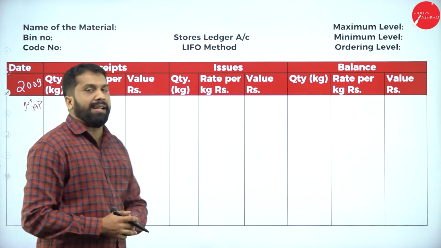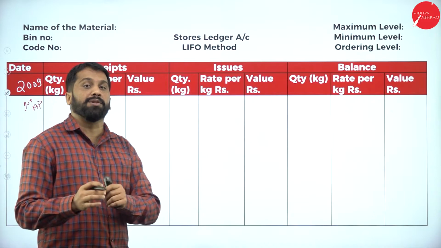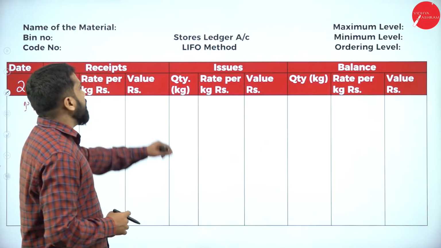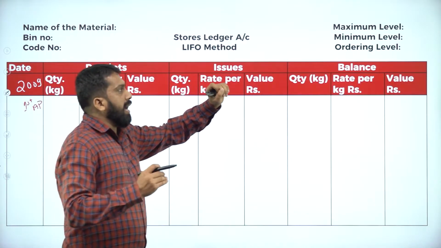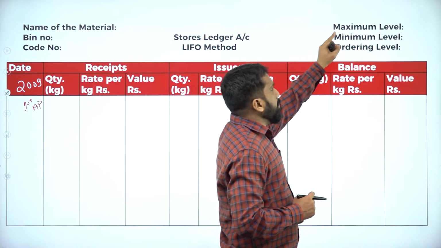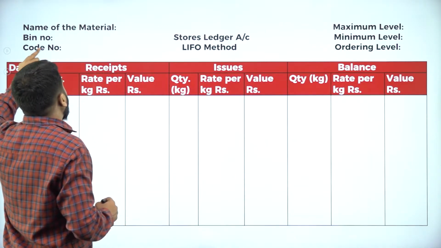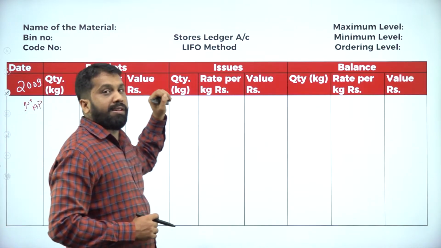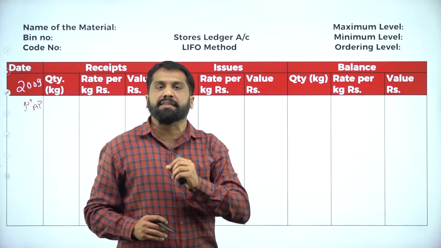So, should the opening balance be written in the receipt or issue? Yes, it will go to the balance column. Not even receipt, not even issue. See, you have mentioned LIFO method under store ledger. Along with that, you have mentioned maximum, minimum and ordering level as well as name of the material, bin number as well as code number. Even though it is always blank, it is your responsibility to fill it every time.